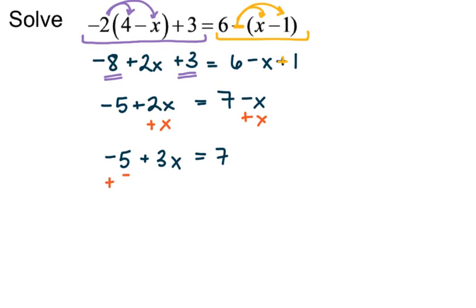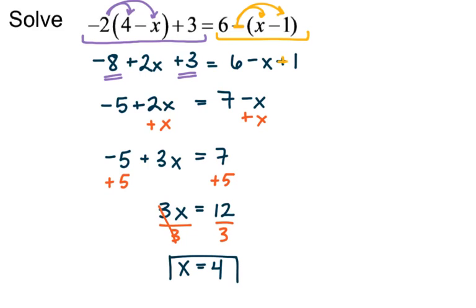I'll use my addition property a second time. I'll add 5 to both sides of my equation. That gives me 3x equals 12. And then I will divide by 3 on both sides of the equation. That leaves me with x equals 4. And that's my final answer.